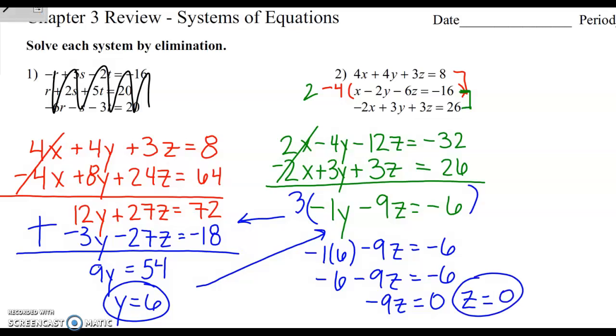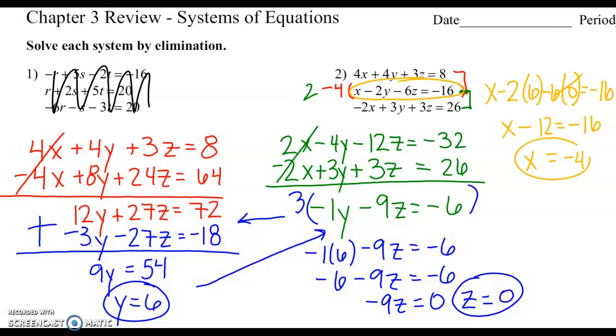Then again, once I know 2 values for my variables, I can go back. I'm going to use that middle one. I'm really liking the middle one today. So let's see. We don't know x, so we have x minus 2 times y is 6, minus 6 times z is 0 equals negative 16. So we really have x minus 12 equals negative 16. So then when we take our 12 over to the other side, we end up with negative 4. Answer x, y, z: x is negative 4, y is 6, z is 0.